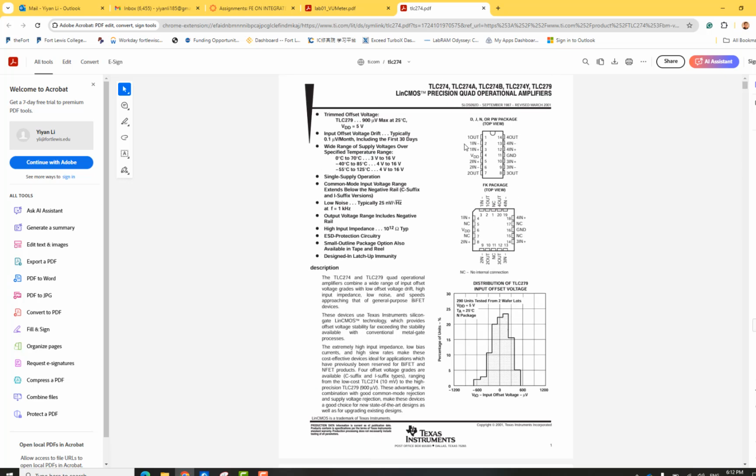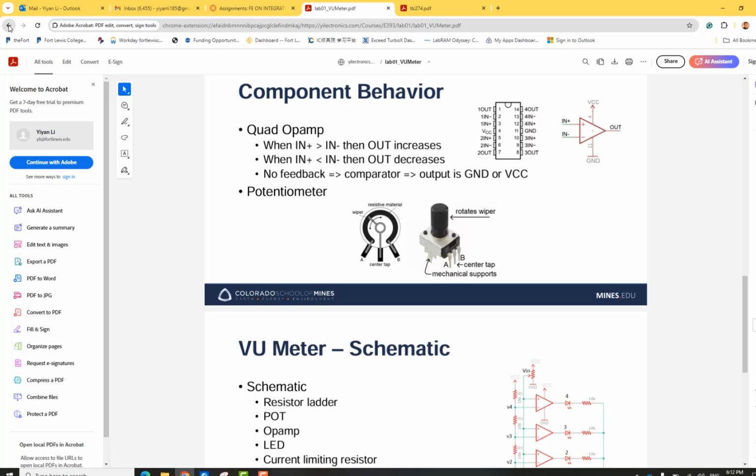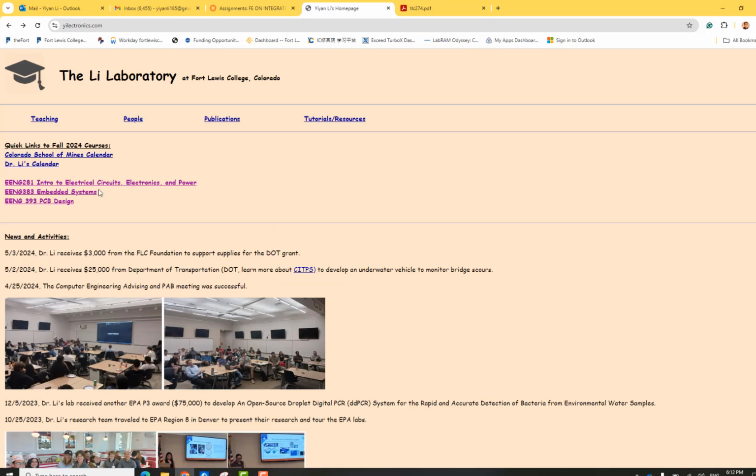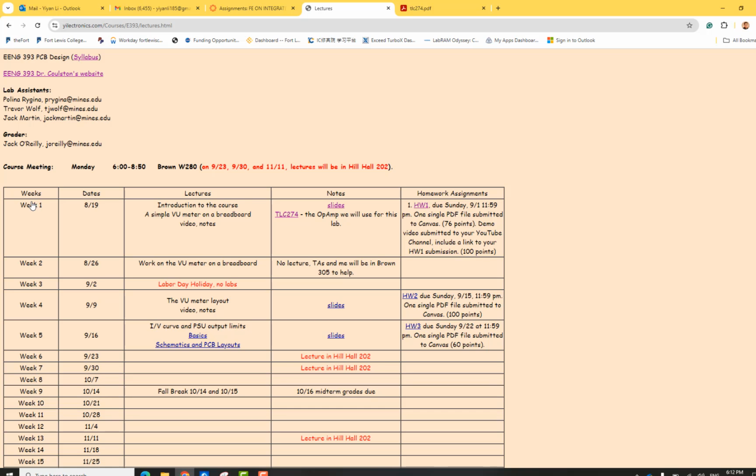How many terminals? Is this information stated somewhere on your website? Yeah, let me show you. Good question. So this is the website, right? You got into my main page. What's the domain name? Electronics.com. What's the course name? You know that. Click 393. You can get to the web page, which has all the information.